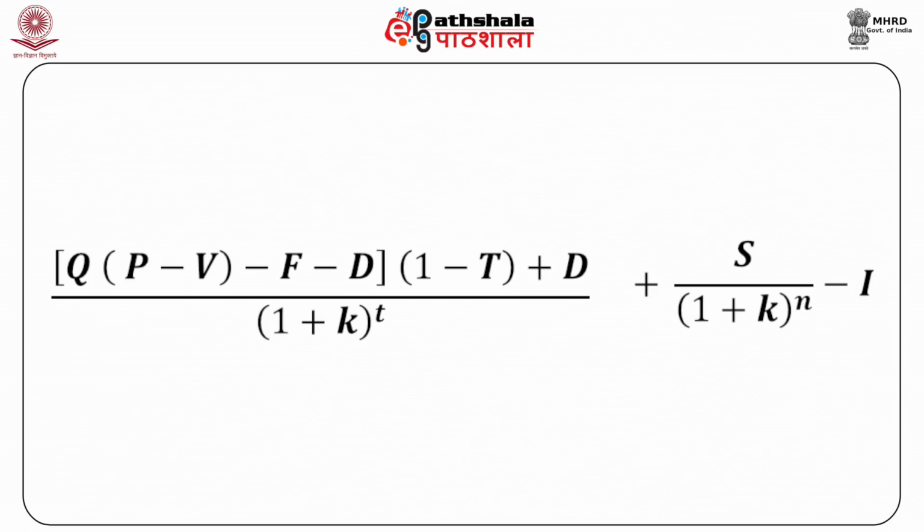The model is NPV equals summation of [Q × (P − V) − F − D] multiplied by (1 − T), and this result is to be added with D divided by (1 + K) raised to power t, plus S divided by (1 + K) raised to power N, minus I, where NPV is the net present value, Q number of units sold, P the selling price per unit, V the variable cost per unit, F the fixed cost, D depreciation, T tax rate, small t time period, N life of the project in years, K cost of capital, S salvage value and I the initial investment.